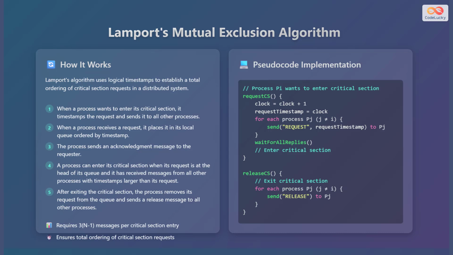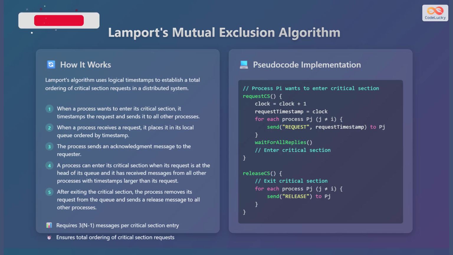Fifth, after exiting the critical section, the process removes its request from the queue and sends a release message to all other processes. This requires 3 multiplied by n-1 messages per critical section entry and ensures total ordering of critical section requests. Here is the pseudocode implementation.